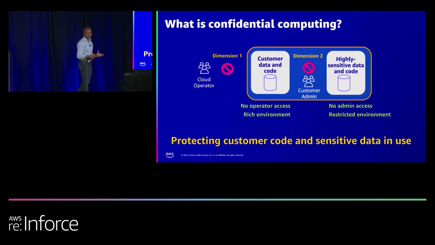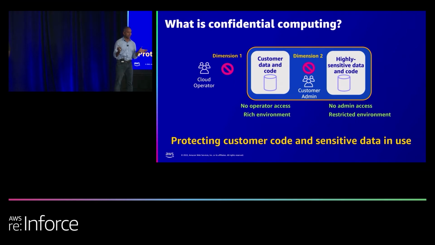And the different capabilities we bring to bear with it can be segregated into two different types of environments. One is a rich compute environment, which is fully accessible to you as the customer and not accessible to any of the operators on the AWS side. So that addresses dimension one that I talked about. And the second type of environment we provide is a highly restricted environment, which actually shuts out access for everybody, including yourself, including admins on your side, who don't get to access the data once it's dropped inside that environment. And that addresses dimension two.